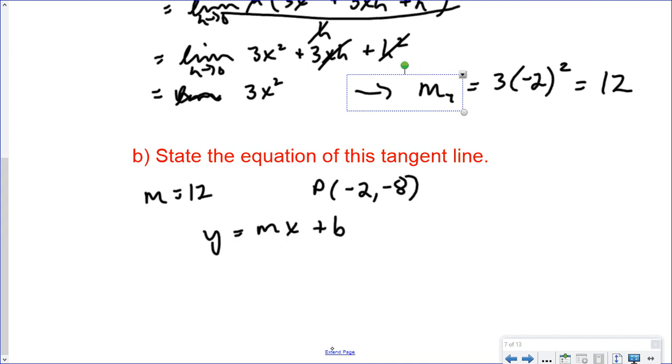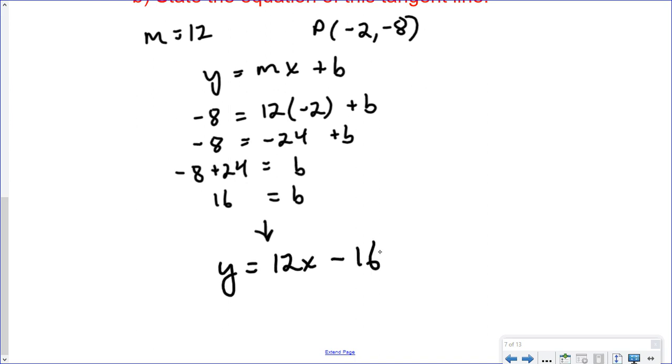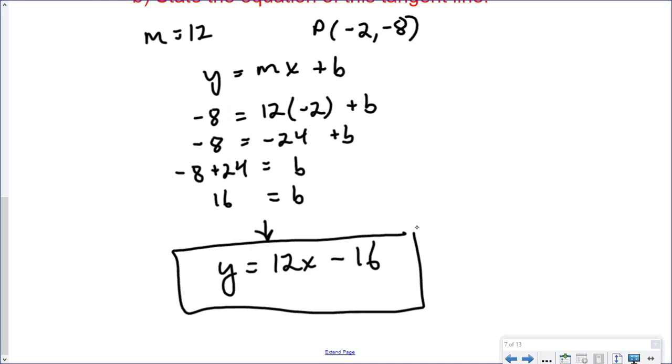Okay, so the negative 8 goes in here, the 12, the negative 2, plus b, and I have to solve for b. Okay, negative 8 plus 24. Negative 8 plus 24 is 16. Okay, so my value of b is 16. And I just go and put that back into my y equals mx plus b line, and that's the equation of my tangent line.